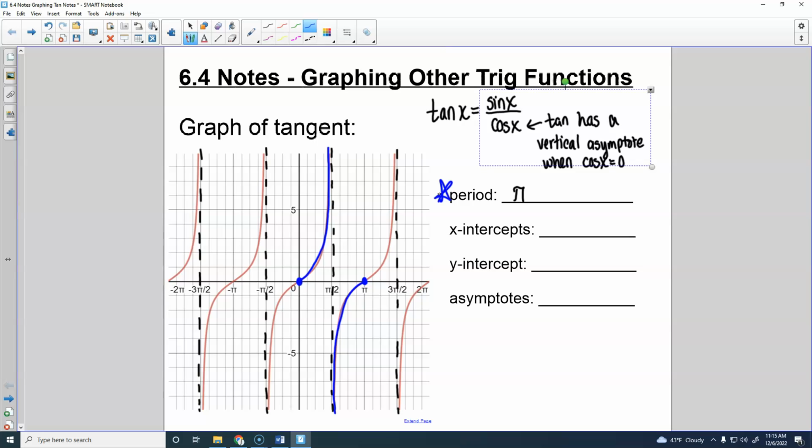For sine and cosine, it is going to be 2 pi. We'll also find that cosecant and secant are also going to be 2 pi. But for tangent and cotangent, your period is pi. That's really important to remember.